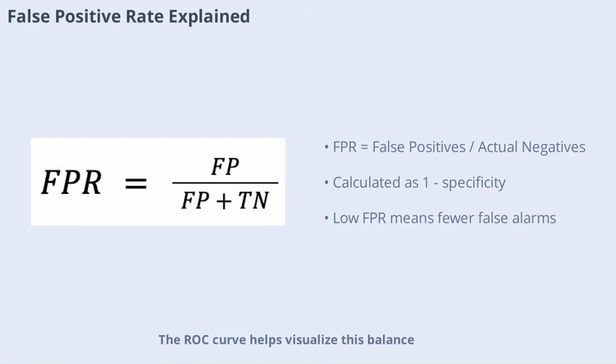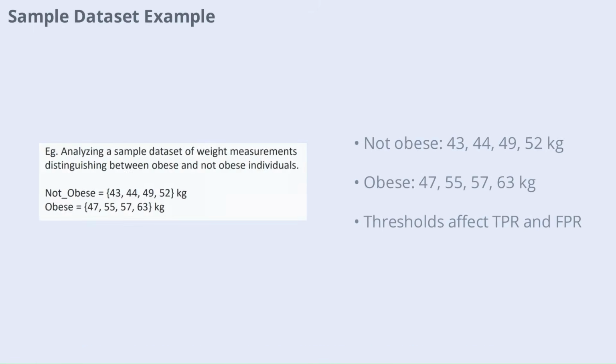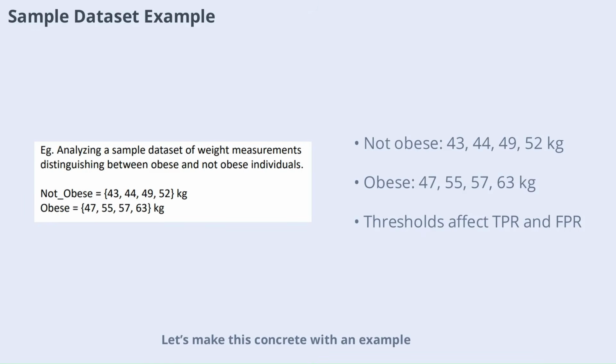The ROC curve helps visualize this balance, guiding you to select the optimal threshold for your specific application. Let's make this concrete with an example. Imagine you have a dataset of weight measurements to distinguish between obese and not obese individuals. The not obese group includes weights like 43, 44, 49, and 52 kilograms, while the obese group has 47, 55, 57, and 63 kilograms. Applying different thresholds, you can see how the model's predictions change, affecting both the true positive and false positive rate. This hands-on approach helps you understand how ROC curves are constructed from real data.